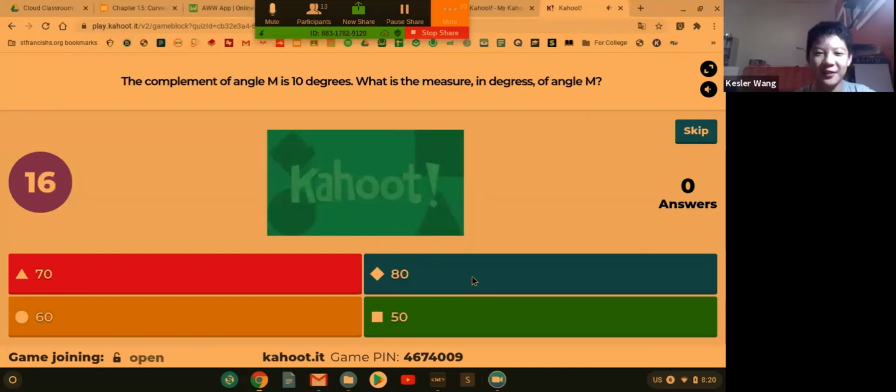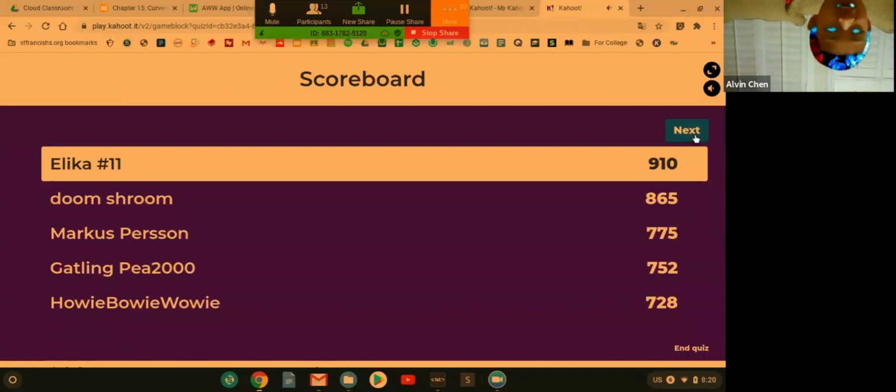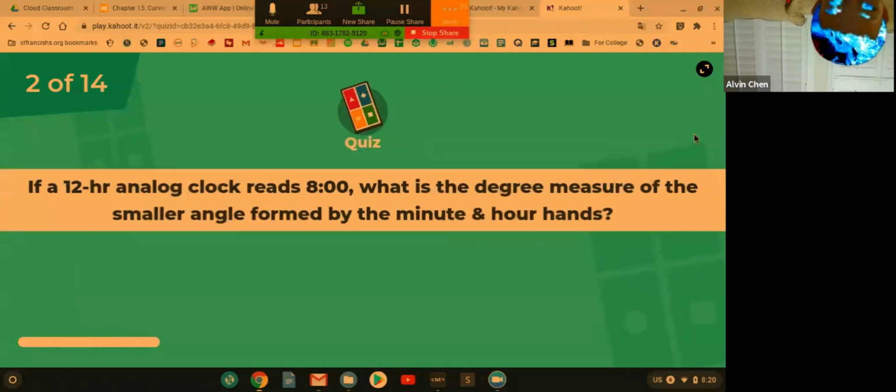The complement of angle M is 10 degrees. So that is the measure of degrees of angle M. Hi, people. Okay, nobody got it wrong. Hi, Alika. Why are you number 11?